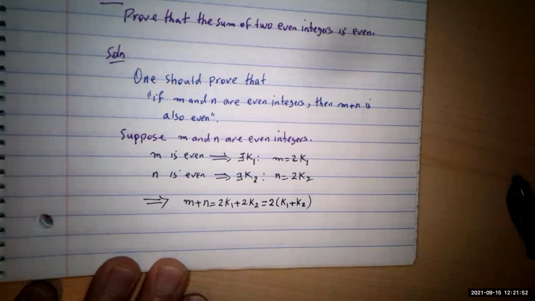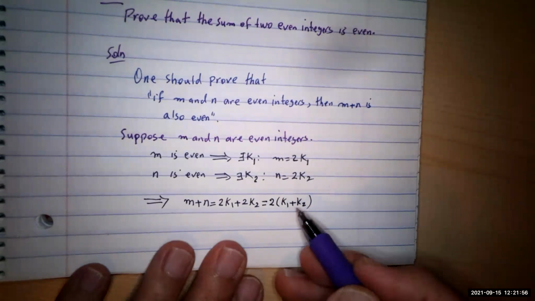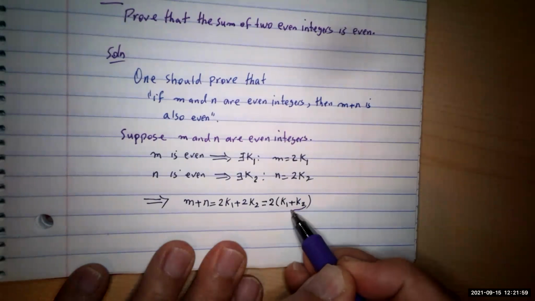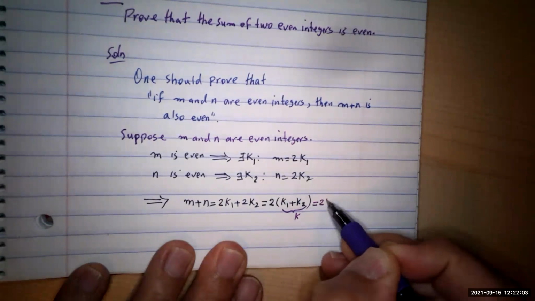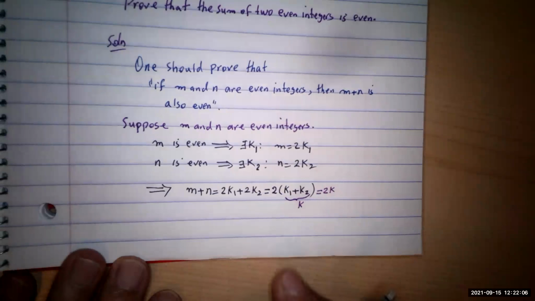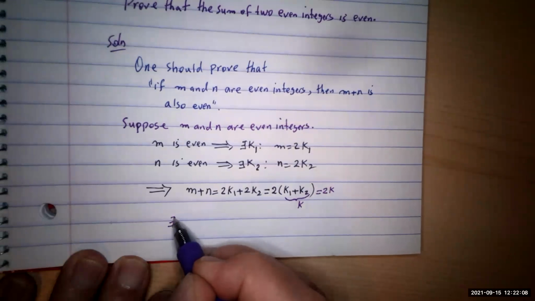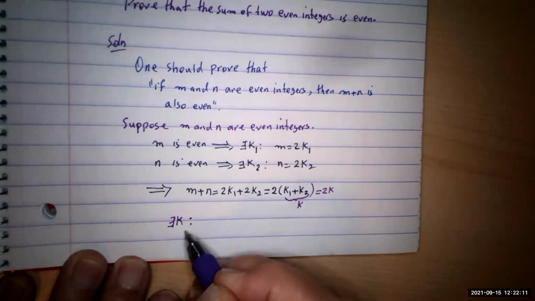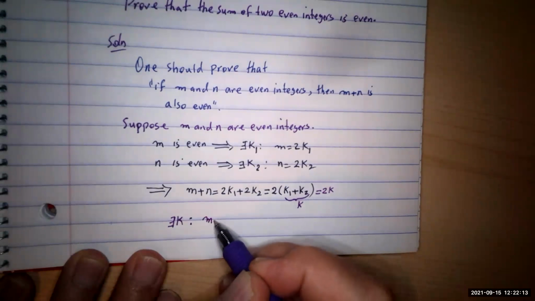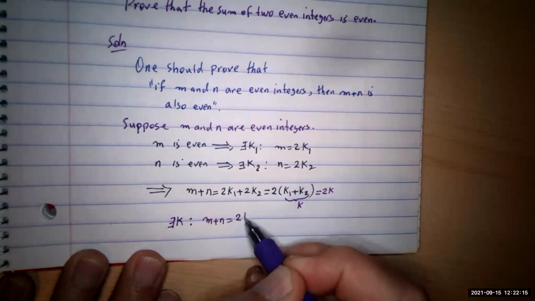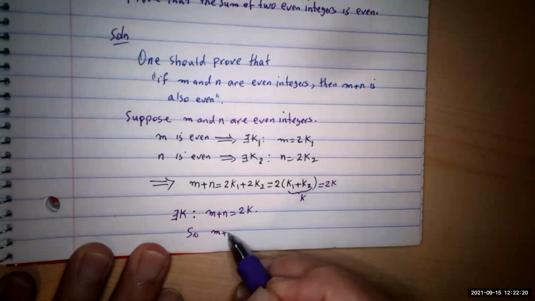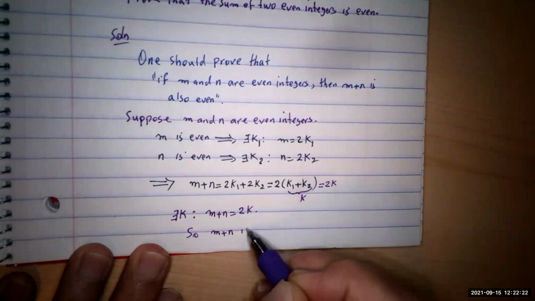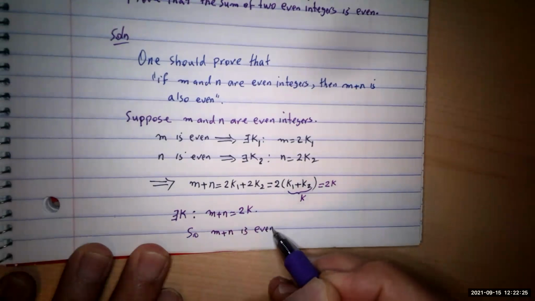But remember, K1 and K2 are integers. So K1 plus K2 is an integer. You can call it K. So you arrive at 2K. So what you did, you proved that there is a K such that M plus N is equal to 2K. That's it. So M plus N is even. And you're done.